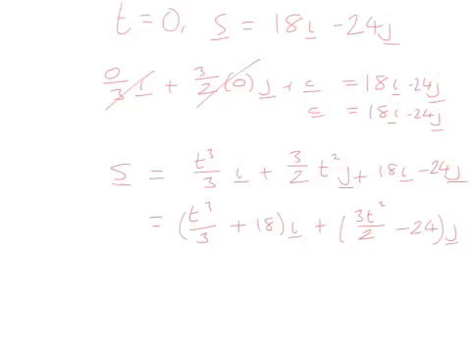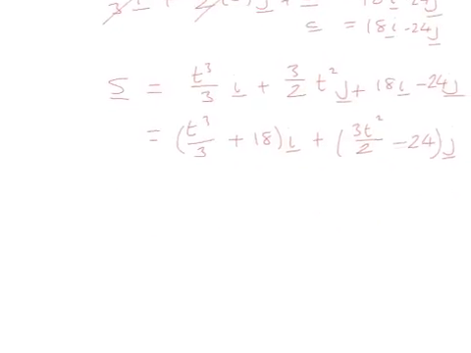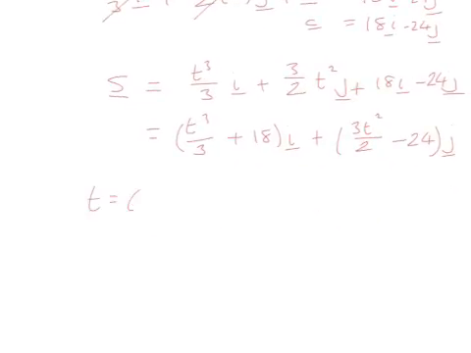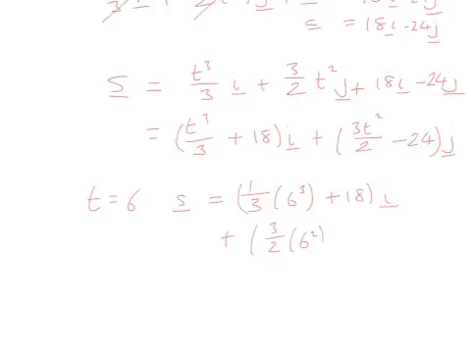Okay, we're then looking at when t is equal to 6 seconds. That's what the question asks us to find. So if we now say that t is equal to 6, then s is equal to a third times 6 cubed plus 18, and that's all the i component, plus 3 over 2 times 6 squared minus 24, and that's the j component. When we put all that in our calculator, that's going to come out as 90i plus 30j. It's a displacement, so then we leave that in meters.